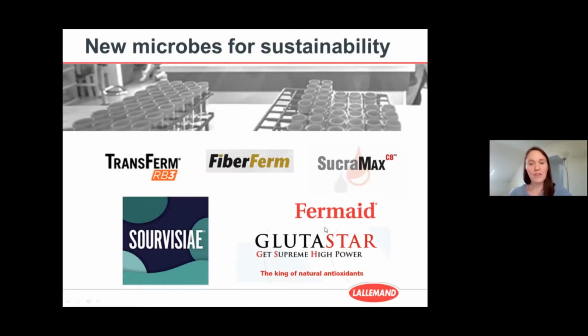And to me, the Fermade and Glutastar are exciting examples of what you can get from enhanced yeast and using yeast as a new way to deliver compounds that improve the function or flavor of food, particularly where yeast is already an ingredient anyway.